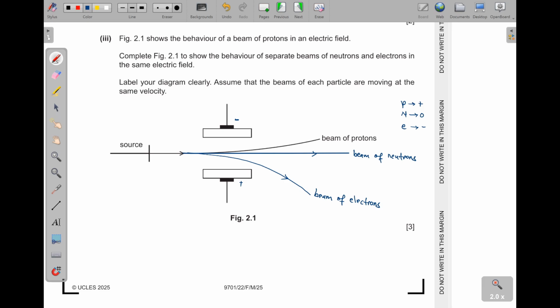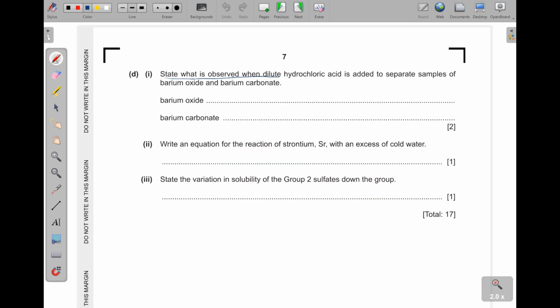So that is that. Part D, Roman 1, state what is observed when dilute hydrochloric acid is added to separate samples of barium oxide and barium carbonate. Barium oxide is a basic oxide. So when you add hydrochloric acid, they react. This is an acid-base reaction. You're going to get a salt and water. So this one will just dissolve actually. Barium oxide plus the HCl, you will get barium chloride plus water. This equation, you don't need to write it, so I'll put a 2 here to balance.